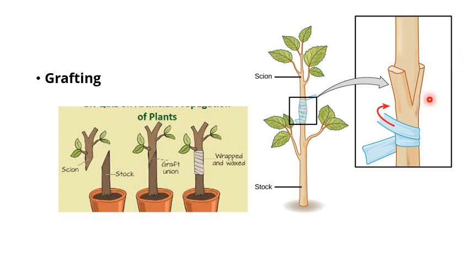In general, grafting is used for a variety of plants such as roses, apple and avocado. For these plants they use this method. It is also a type of artificial vegetative propagation method. Let us move on to the next slide.